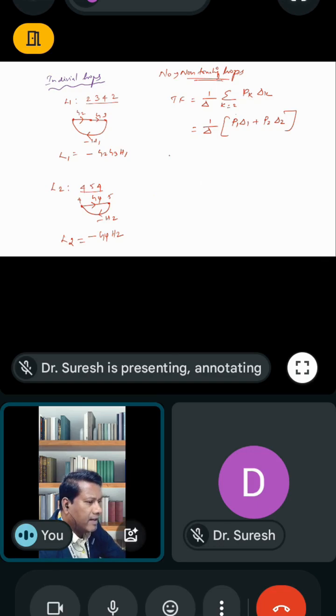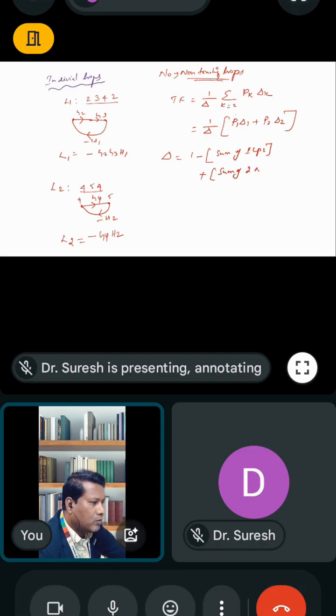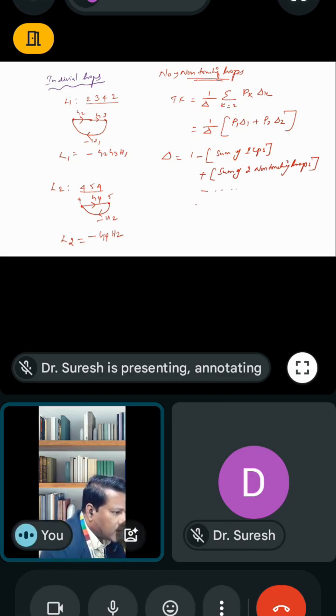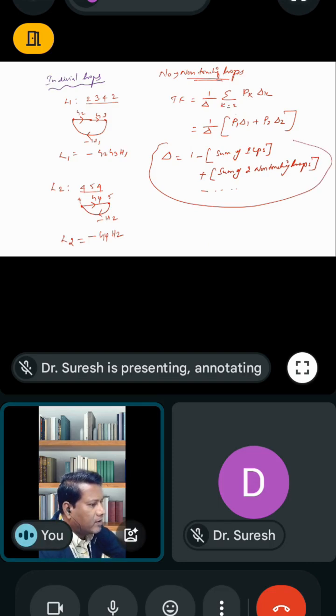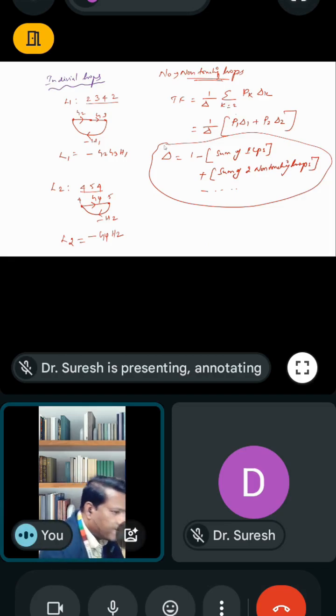So how to find del? The formula to find del is 1 minus sum of individual loops, plus sum of two non-touching loops, minus etc. So this is the general expression for del, and we have to repeat it till the possibility of non-touching loop combinations is exhausted.